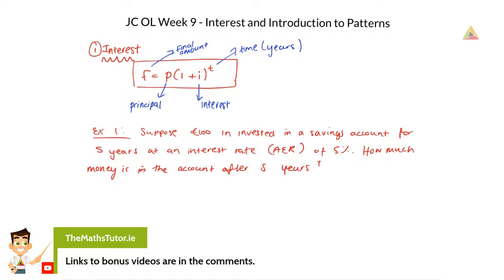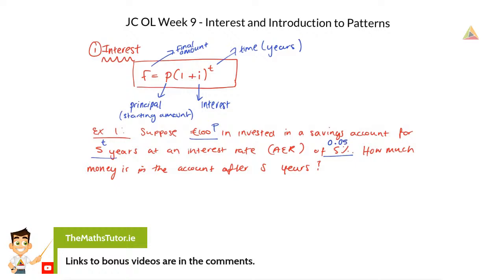Okay, so what we need to do here is figure out, I meant to say actually, the principal, that's your starting amount. So I'm just going to put that up here. That's the amount of money that you start off with. You're told that €100 is invested in a savings account, so €100 is your principal. You're told it's for 5 years, so that's your time, which is T. And you're told the interest rate is 5%. Now we need to convert that to a decimal, so it's going to be 0.05.